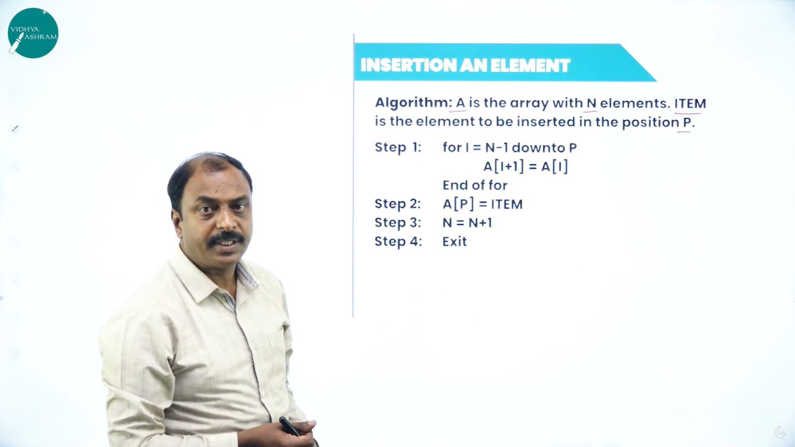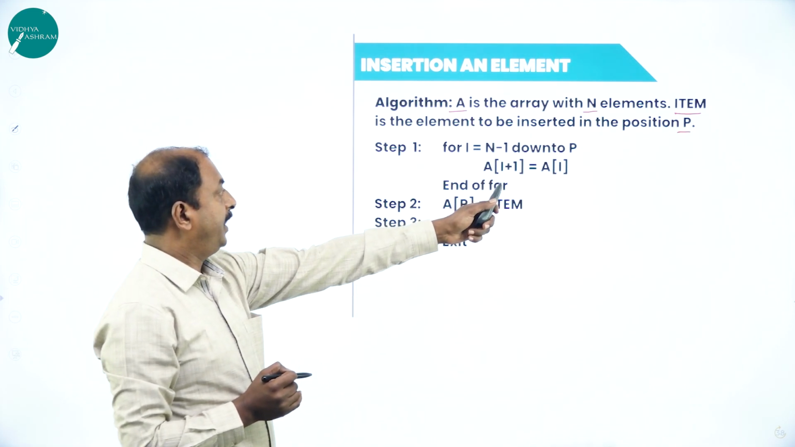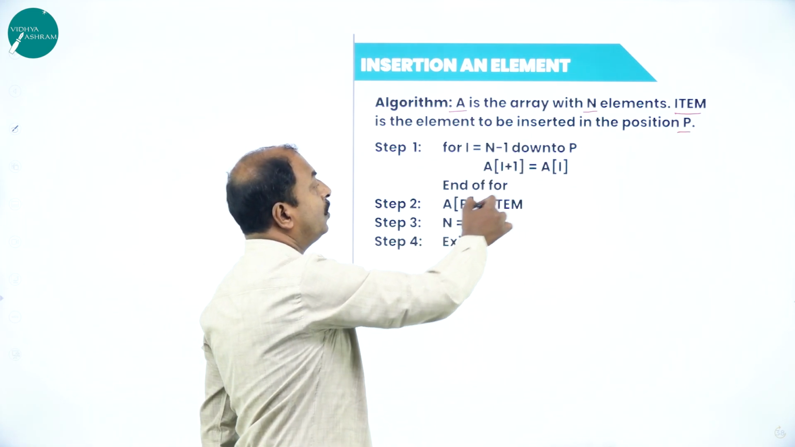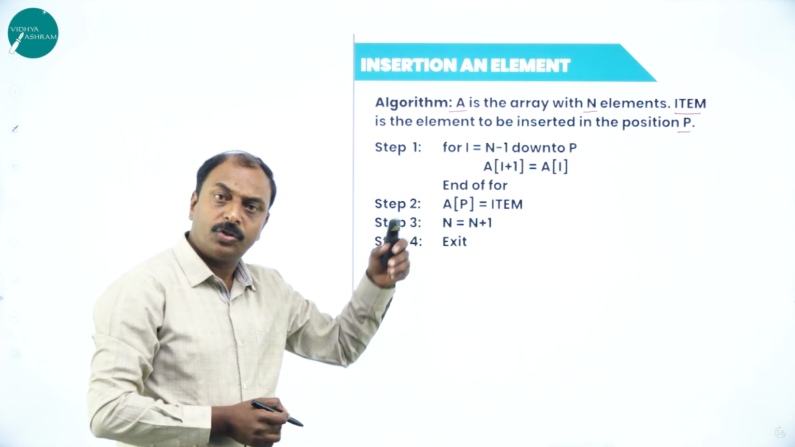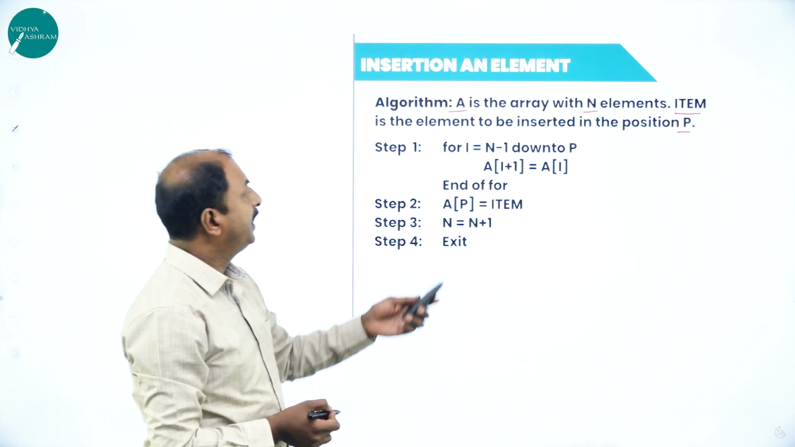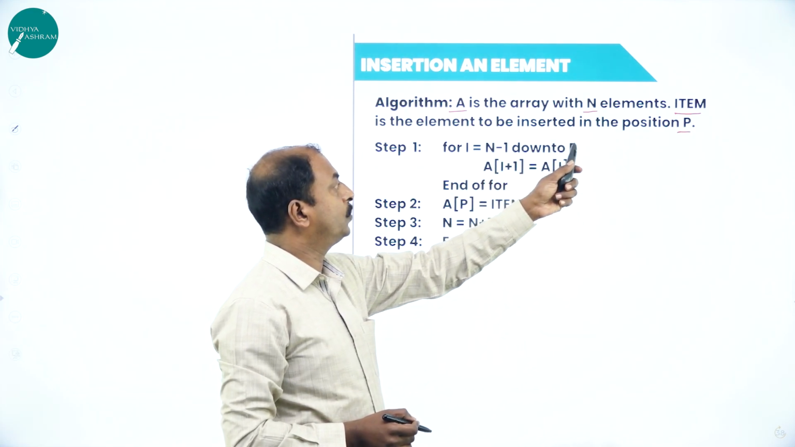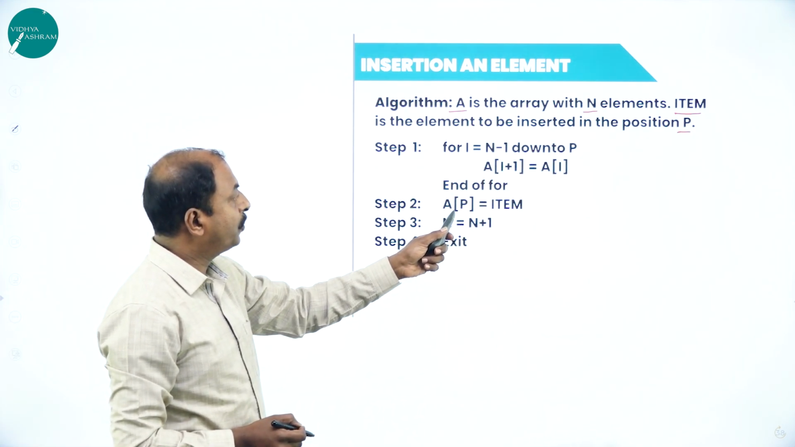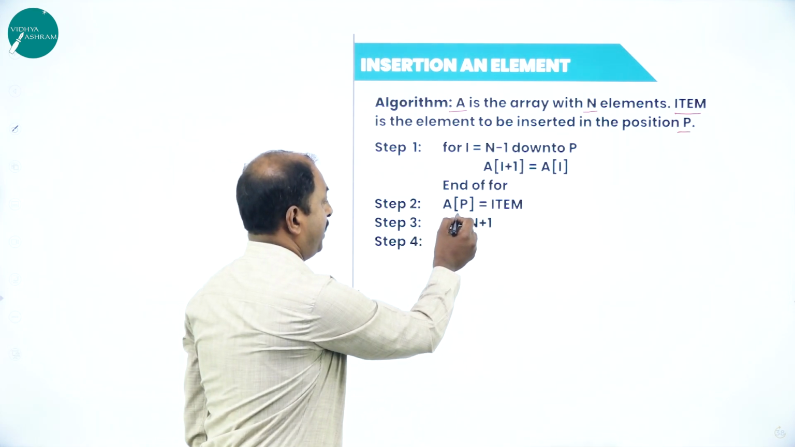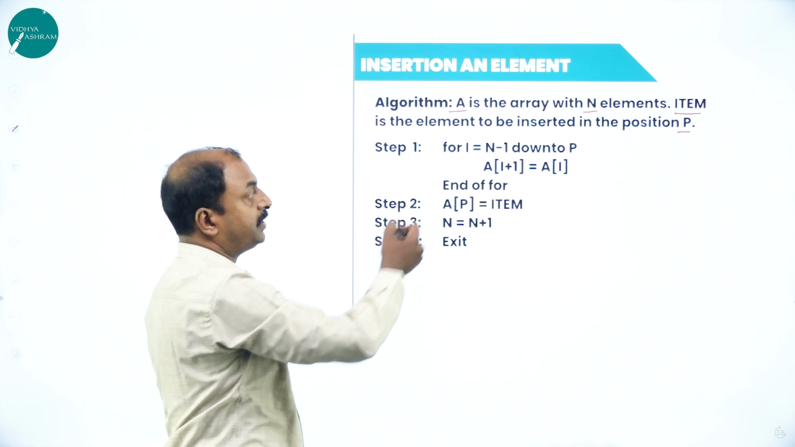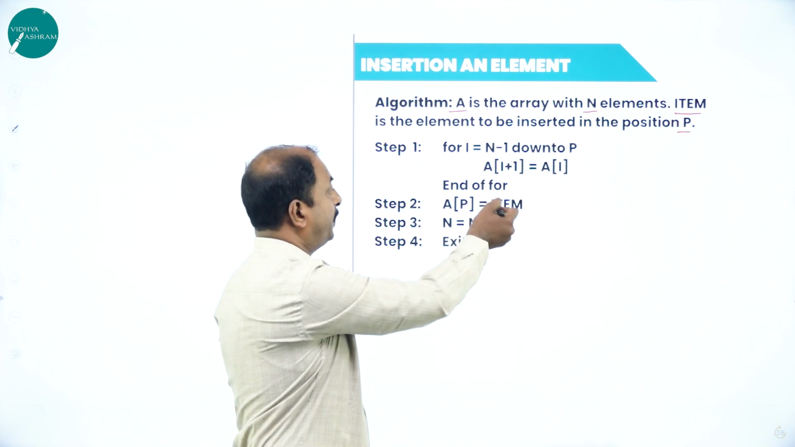We have to move the data item, that is A of I plus 1 equals A of I. Because it is in a loop, all the elements from n minus 1 up to P are going to move to the next higher index. Once we move the elements from n minus 1 to P, the next step is to insert a new data item at the position P. A is the name of the array, P is the position where we have to insert the new data item, and item is the element to be inserted.